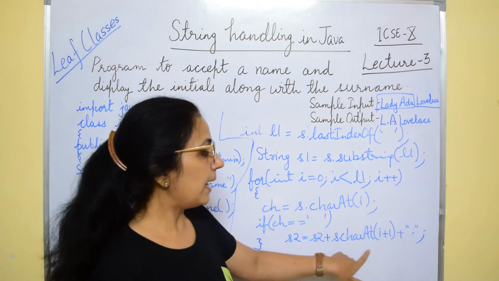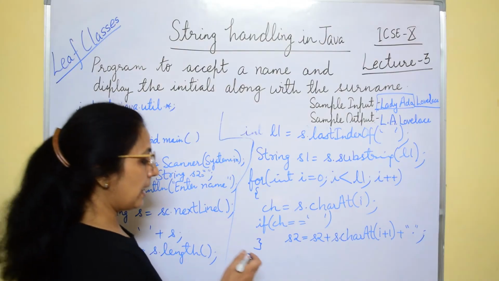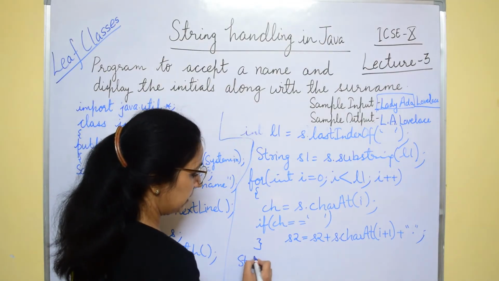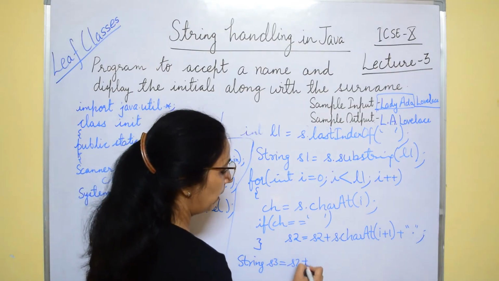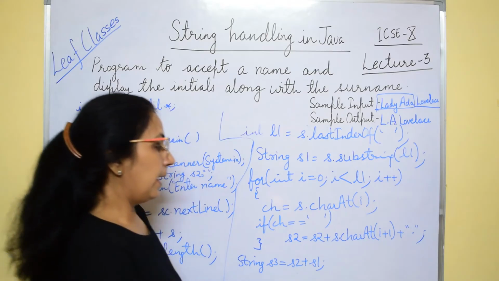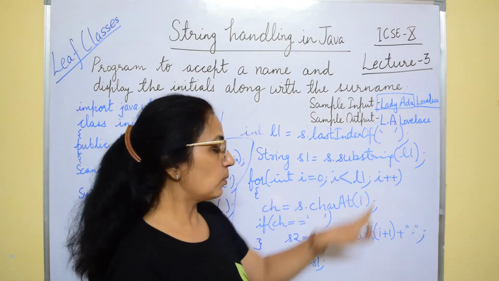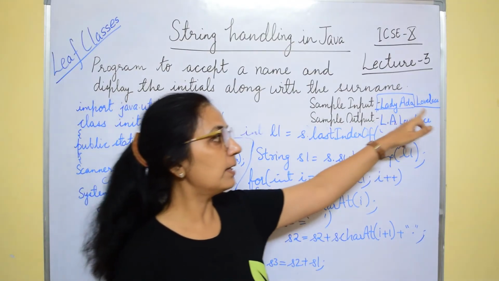Okay, so after completion of this loop, if this example is there, we'll get L dot A dot in s2. After that we can take the string, say s3 equals s2 plus s1. s2 is giving you the letters after each word followed by the dot symbol. In s1 we have the surname.